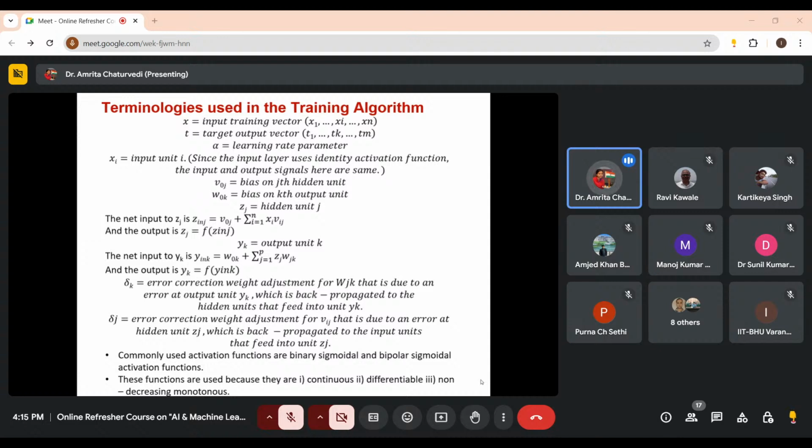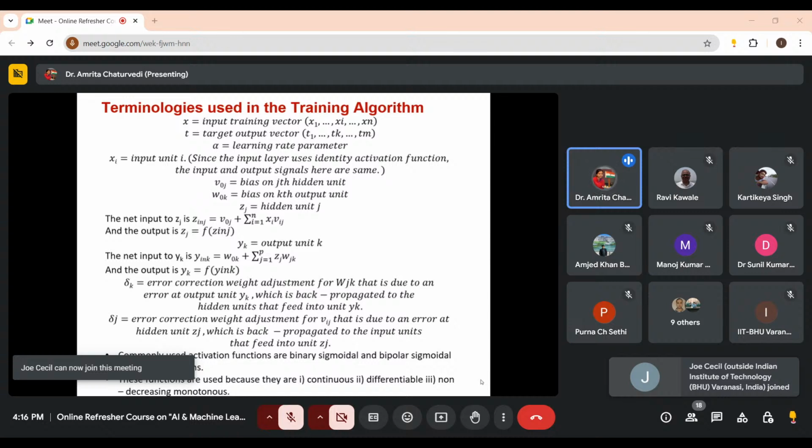So commonly used activation functions are binary sigmoidal and bipolar sigmoidal activations. These functions are used because, as I told you, the function that you are using should first of all be continuous, because if it is not continuous throughout, then it will not be differentiable at all the points. So it should be continuous, differentiable at all the points, and monotonically non-decreasing.